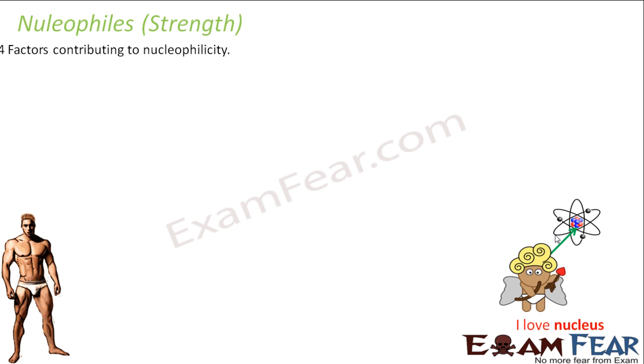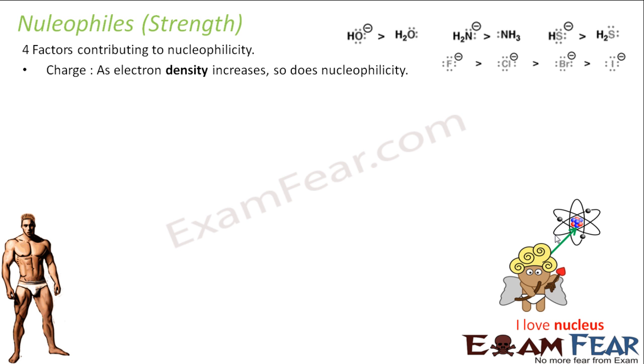There are typically four factors that contribute to nucleophilicity. The first one is charge. If you increase the charge density, please note, I'm talking about electron density, that means this guy has more and more electrons. Electron density is electrons per unit size, that means compared to its size it has more electrons. Then the nucleophilicity will also increase, right? Because if the electron density is increased, the capacity to give electrons also increases, and thus the nucleophilicity also increases, correct?